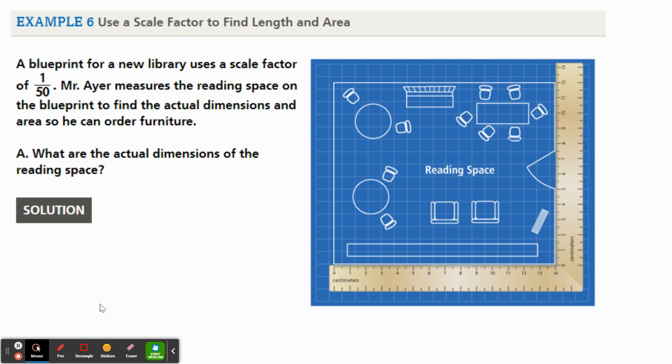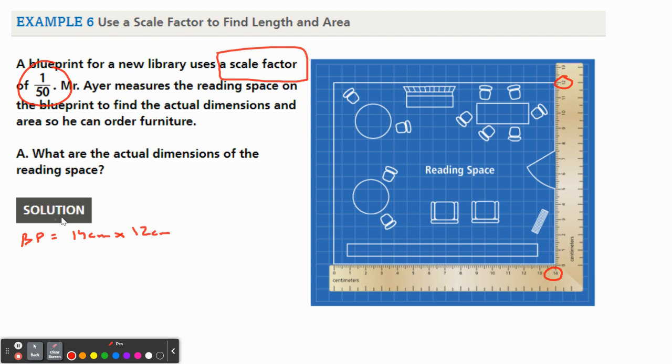Okay, so on this picture here, we need to label the blueprint dimensions. So I'm going to say BP for blueprint. On the blueprint, you can see that by this ruler, we are 14 centimeters by 12 centimeters, right? So 14 centimeters by 12 centimeters. Now, we can use this scale factor of 1 out of 50 to find the actual dimensions, okay?